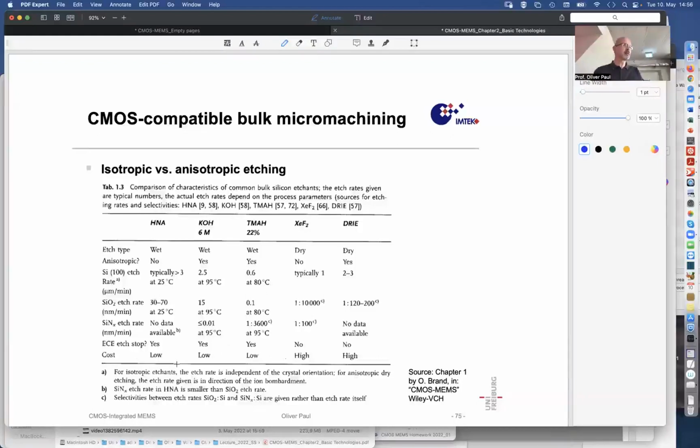You need a beaker and a little, thermal, how do you call that? Now I forgot the name. There's the hot plate, yeah, and maybe a stirrer, maybe a combined hot plate stirrer, and then a holder for your silicon piece. So that's something very cheap.